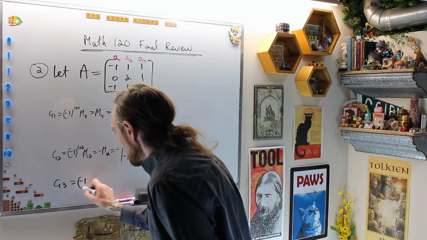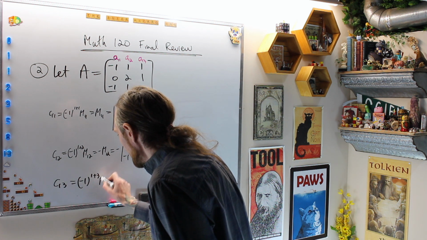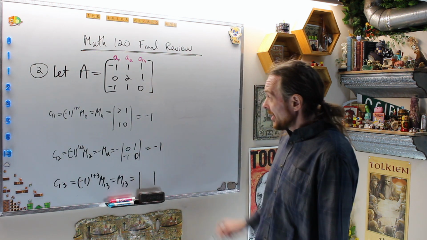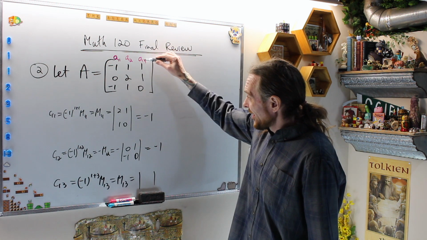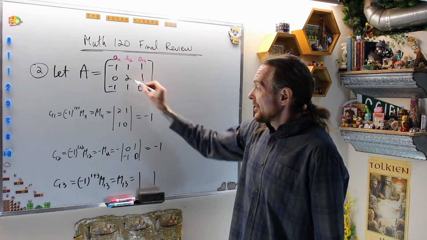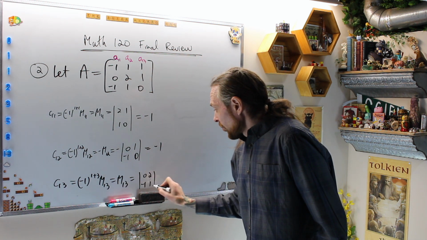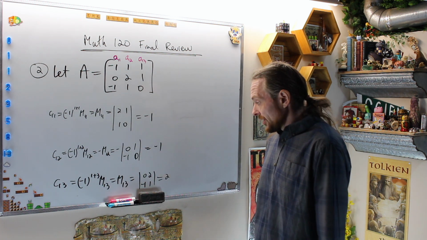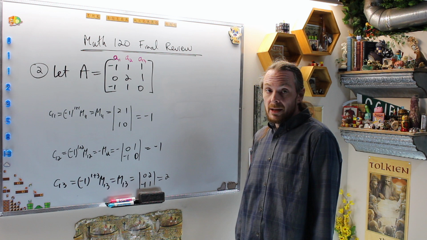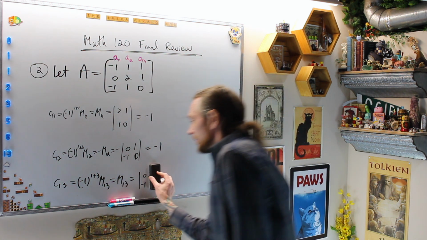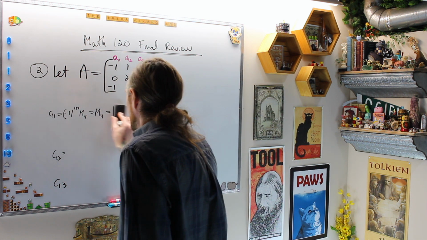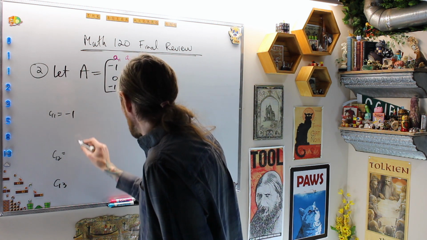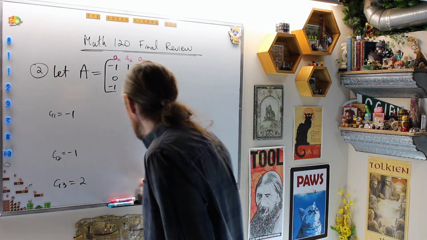C13 is equal to negative 1 to the 1 plus 3, M13, which is equal to the 2 by 2 determinant obtained by blocking off row 1 and column 3: 0, 2, negative 1, 1, which is equal to 0 minus negative 2, which is 2. All I needed was those values. Negative 1, negative 1, 2.